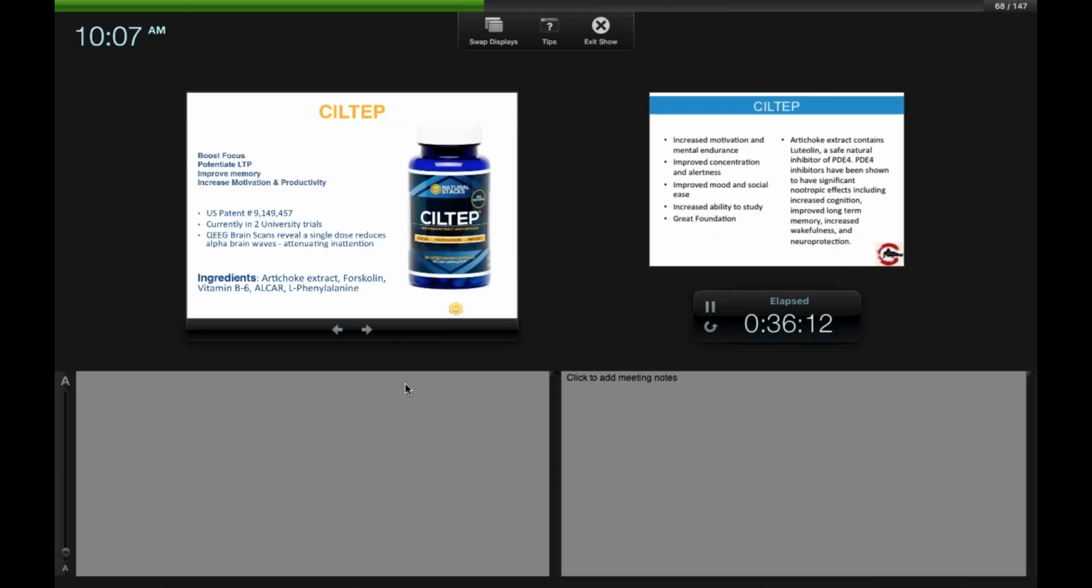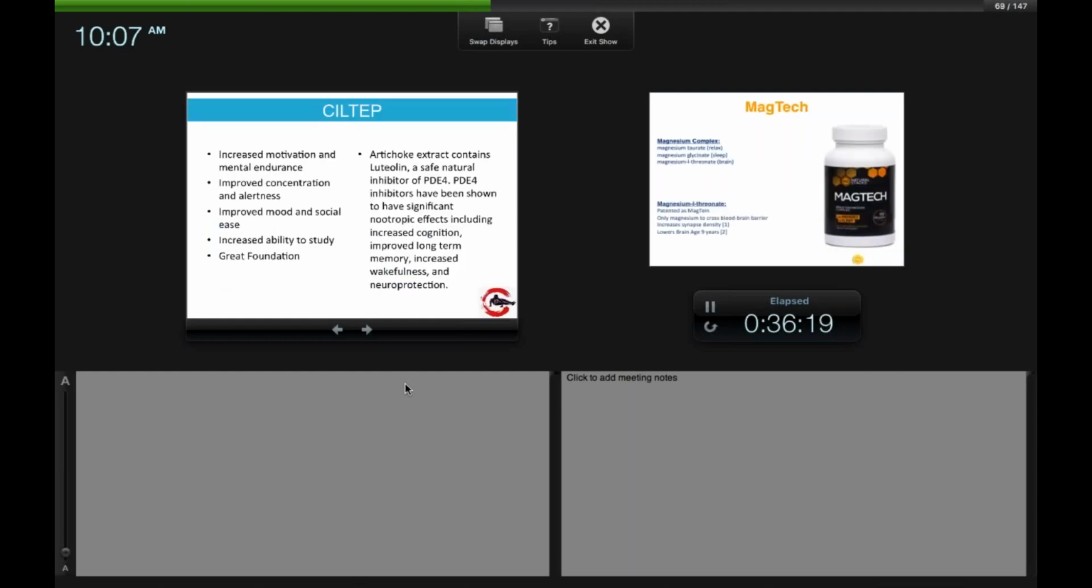So we'll talk about a couple natural things. I know we're going to have natural stacks, so I won't go through all of these, but one of my favorites is SILTEP. SILTEP increases motivation and mental endurance. It improves concentration, alertness. It improves moods and social ease. So if you get some social anxiety, you may want to try this. It's got artichoke, and it contains luteolin, which is a safe and natural inhibitor of PDE4. PDE4 inhibitors have been shown to have significant nootropic effects, including increased cognition, improved long-term memory, increased wakefulness, and neuroprotection.